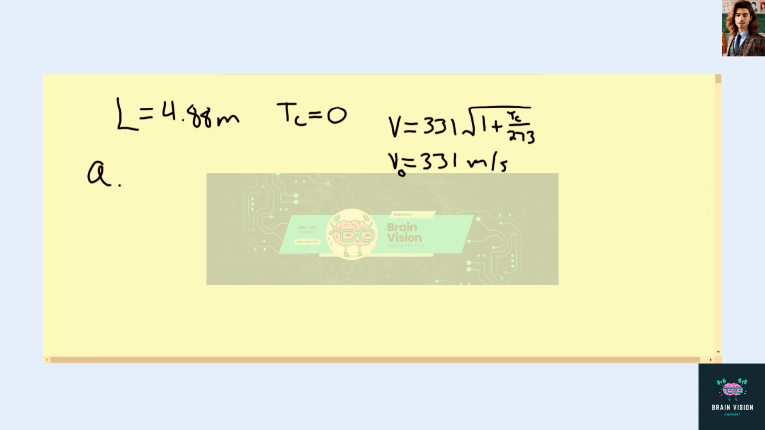In part A, we are dealing with what the fundamental frequency is if the pipe is closed at one end. For that, I'll draw just a quick little diagram. We have the pipe organ closed at one end and open at the other. At the closed end, we need to have a node for the standing wave, and at the open end, we need to have an antinode.